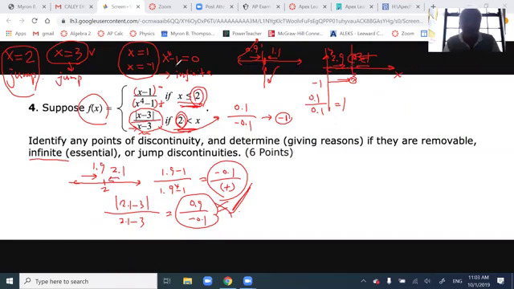And for this one, from the denominator, you make it equal 0 and you have x equals 1 and x equals -1. You can see both sides: the left side approach goes to positive infinity, and the right side goes to negative infinity. So that means they have an infinite discontinuity. Okay? If you have any questions, please let me know.